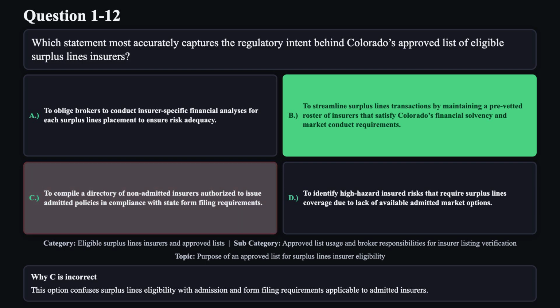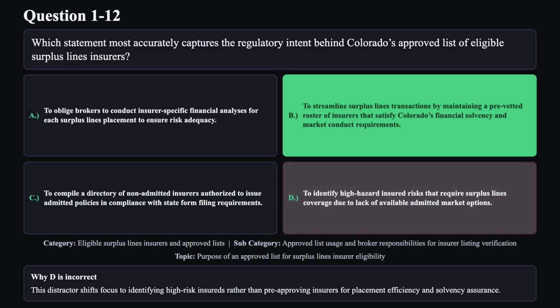This option confuses surplus lines eligibility with admission and form filing requirements applicable to admitted insurers. Reason D is not correct. This distractor shifts focus to identifying high-risk insureds rather than pre-approving insurers for placement efficiency and solvency assurance.